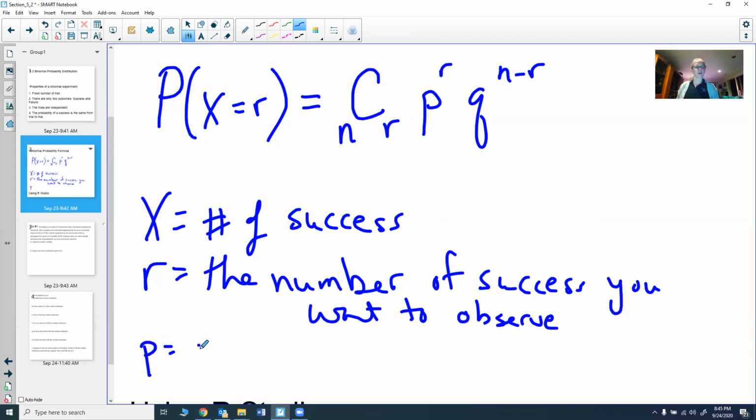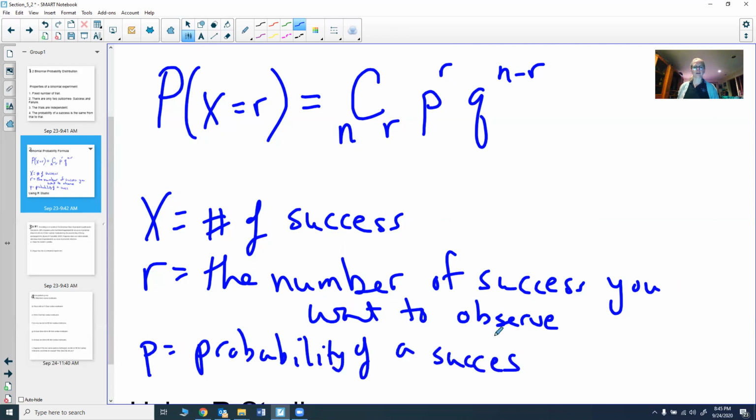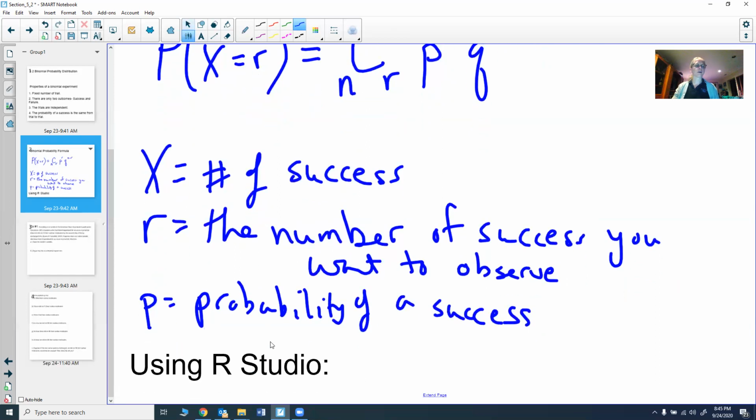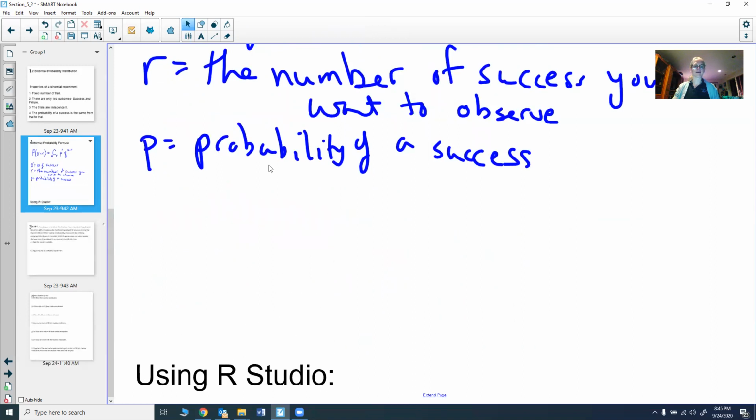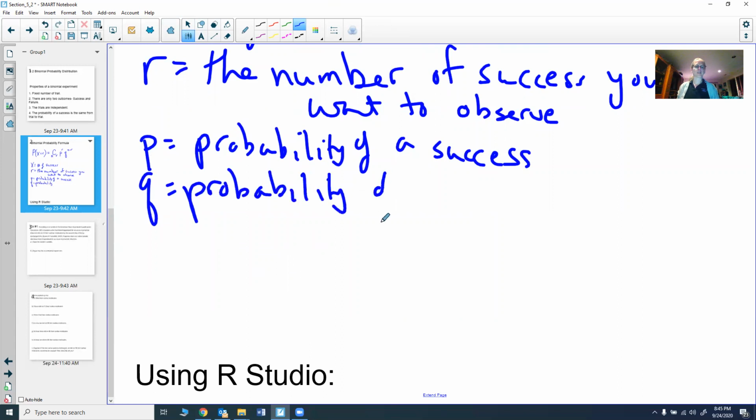P is your probability of success. And again, the success is not necessarily a good thing always. If you're looking for the number of defective items, then your P would be whatever that probability of success would be. But again, success is not necessarily a positive thing in this case. Q is the probability of failure. And again, success just means you got what you wanted. Failure means you didn't get what you wanted. Because these are complements of each other, either you get a success or you get a failure, then Q is always equal to 1 minus P.